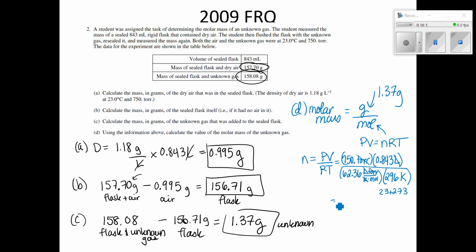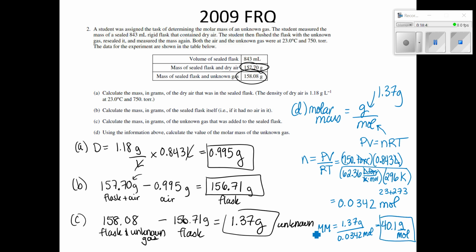So now when I stop and solve, I will end up with an answer that has units of moles. So my moles are 0.0342. And then what I'm trying to find is molar mass, which is grams divided by moles. So the molar mass is 1.37 grams divided by 0.0342 moles, and that will give me 40.1 grams per mole, and this will still have 3 sig figs in it.